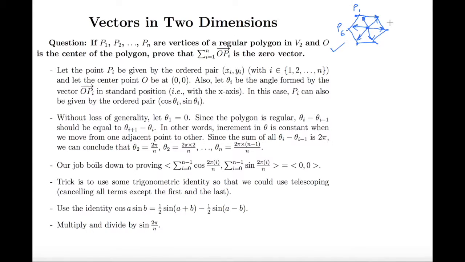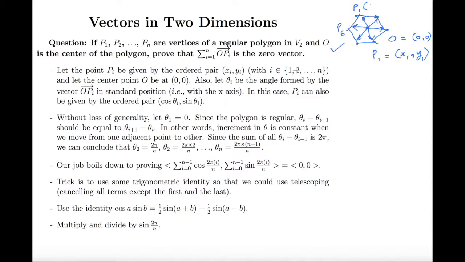Now this is very intuitive, you can easily see that, but once we start proving it, we will see that it is a little bit involved. So let's start doing it. Let's say that our points are given by the ordered pair xi, yi. So without loss of generality, we can say p1 is x1, y1, and similarly up to pn, and the center point is the origin. So our center is 0, 0.